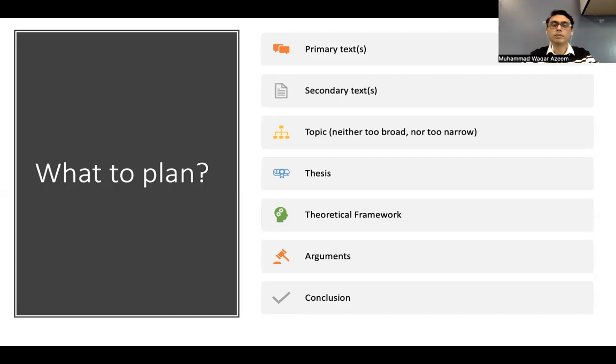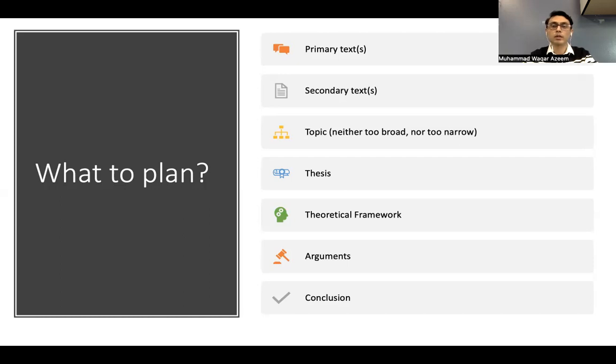The next item to plan is the theoretical framework. So almost always, when you write an academic paper in the discipline of literature and humanities, you need to have a theory which informs your analysis of the primary text.